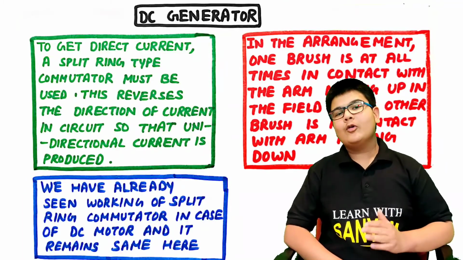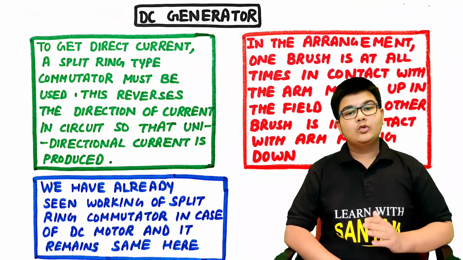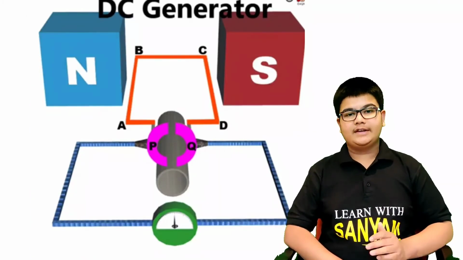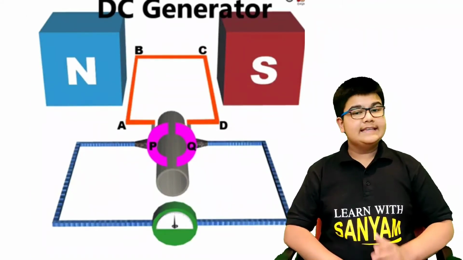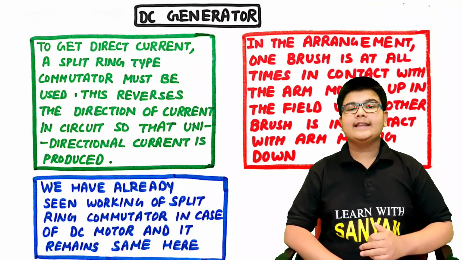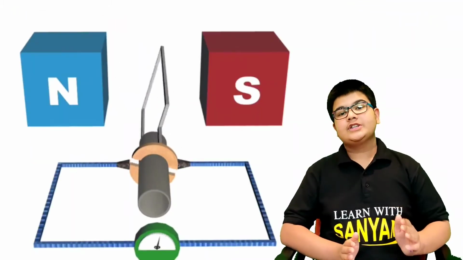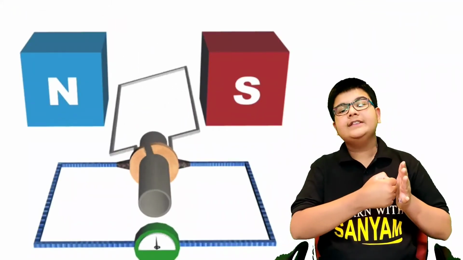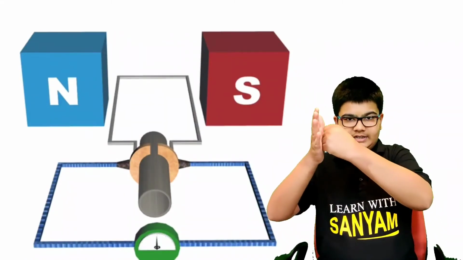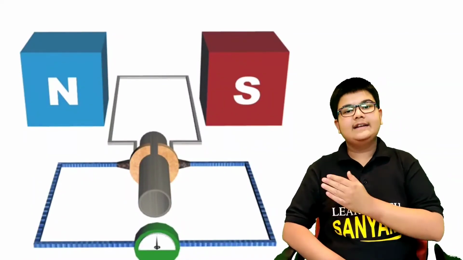So this was all about the AC generator, and now let's discuss the DC generator. To get direct current, a split ring type commutator must be used. This reverses the direction of current in the circuit so that unidirectional current is produced. In this arrangement, one brush is at all times in contact with the arm which is moving upwards, while the other brush is in contact with the arm moving downwards. And you can see this in the diagram.